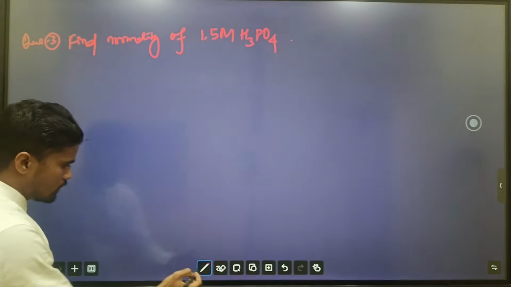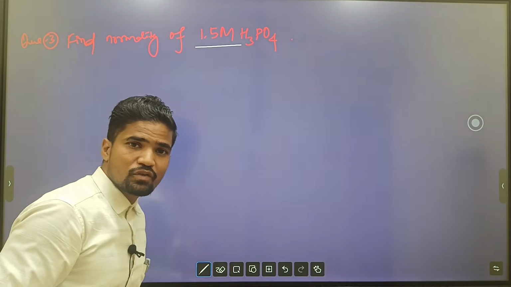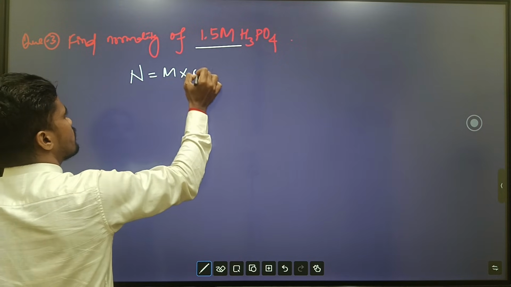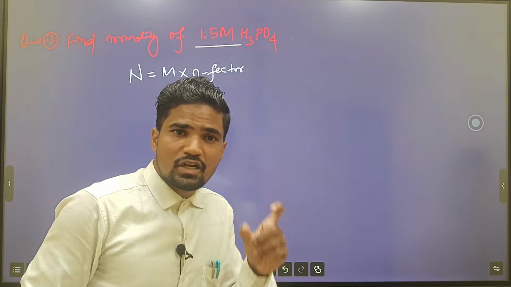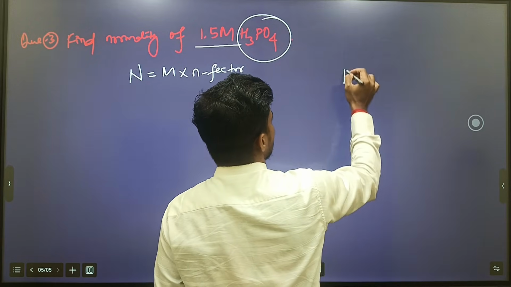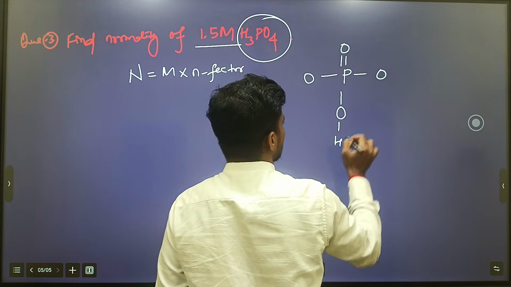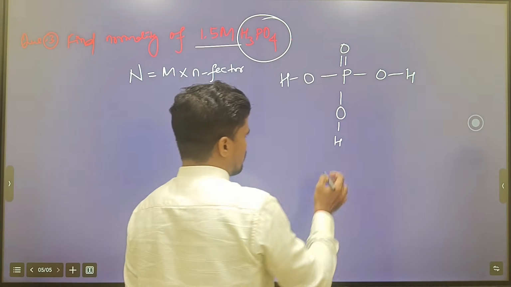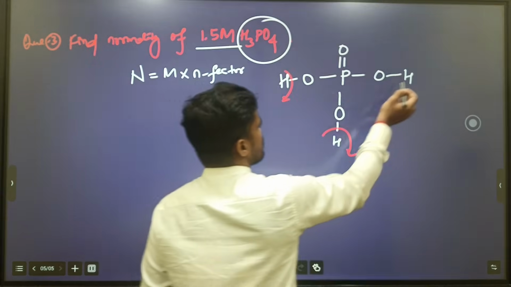So here also, what is given? Molarity is given of H3PO4. We know that normality equals molarity into n factor. Yes or no? Molarity into n factor to find the normality, direct formula. H3PO4 is an acid, so we have to draw the structure to get the valence factor. That means we check how many H plus will be replaced, that is the basicity of the acid. So how many hydrogens will be replaced? This one, this one, this one.